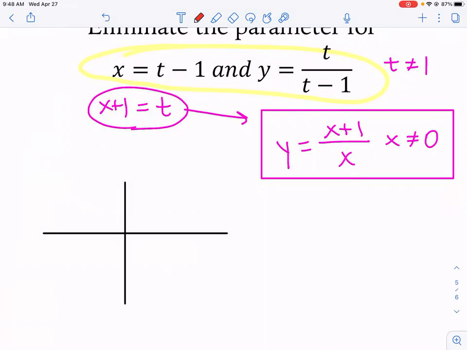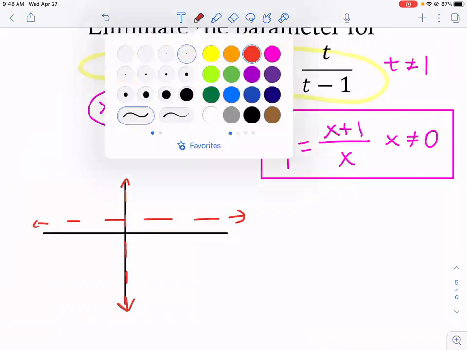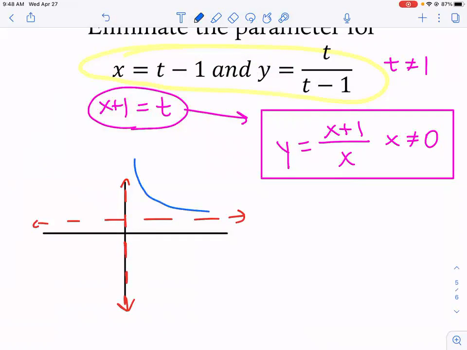It's a rational graph where, since 0 makes our denominator 0, we have a vertical asymptote at x equals 0. Since our degrees are the same top and bottom, we have y equals 1 as a horizontal asymptote. And here are our graphs. Ooh, what am I missing?